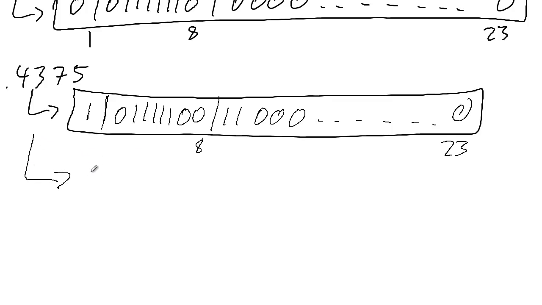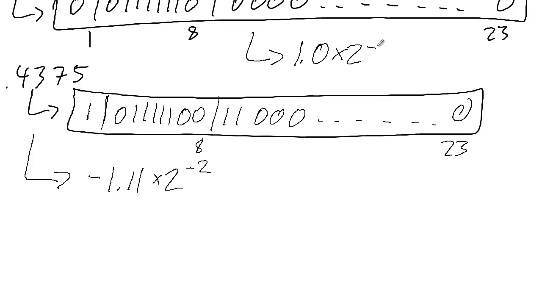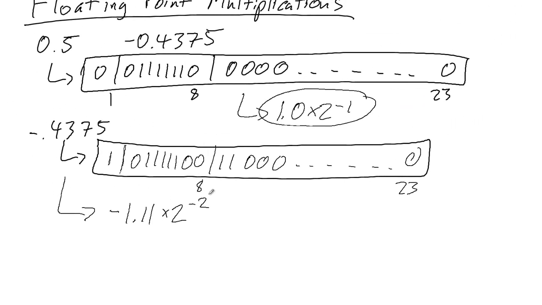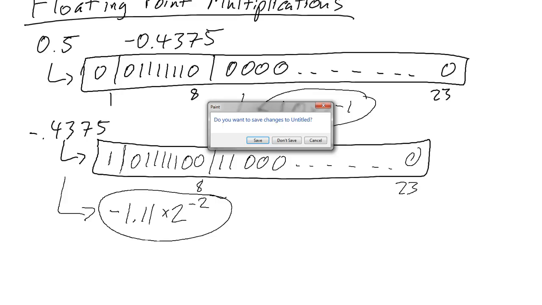written in, I guess, scientific notation for binary numbers, negative 0.4375 is also written as negative 1.11 times 2 to the negative 2, and 0.5 is written as 1.0 times 2 to the negative 1. These are the numbers that we will be using for multiplication. Let me get a new page real quick. Okay, I'm just going to write these numbers at the top because we'll be using those.